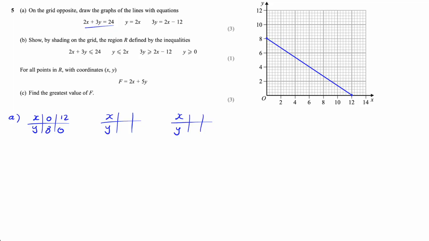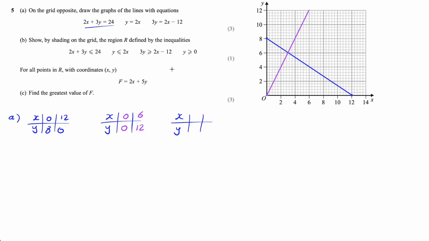Okay, next one, I'll change the color. Here, when X is 0, Y is 0, and then when X is, pick anything you want. Let's go with 6. I'm sorry, this one. When X is 6, Y is 12. So 0, 0, and 6, 12. There you go. That is this line here.